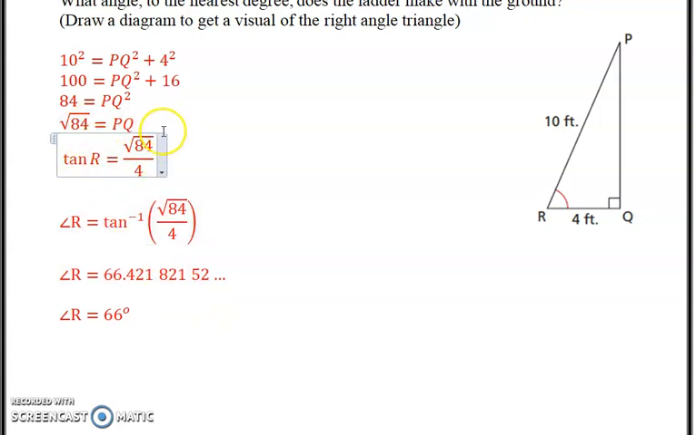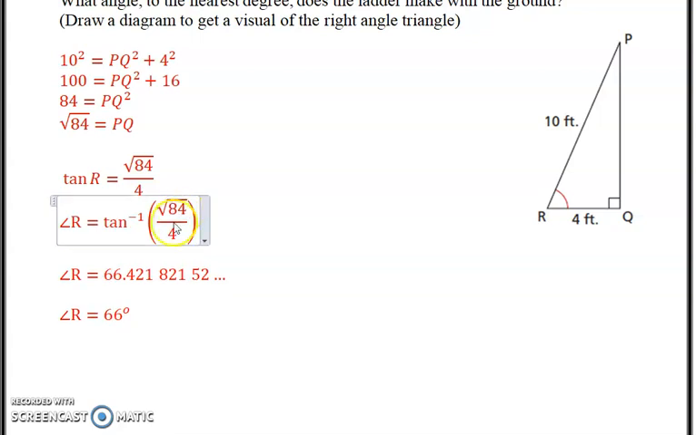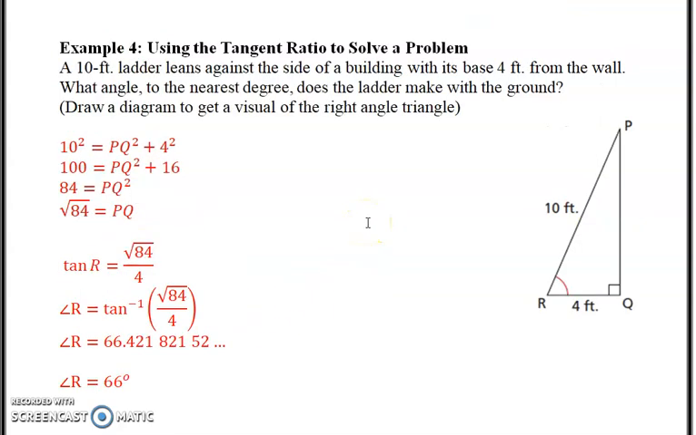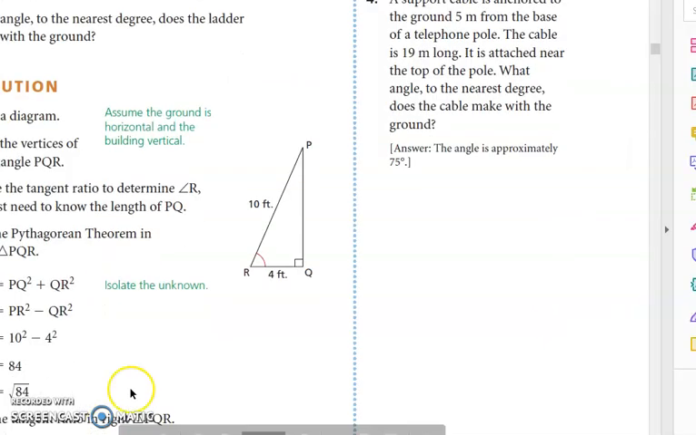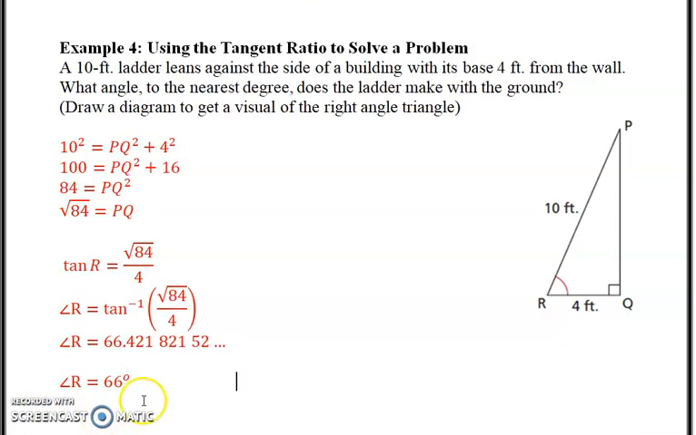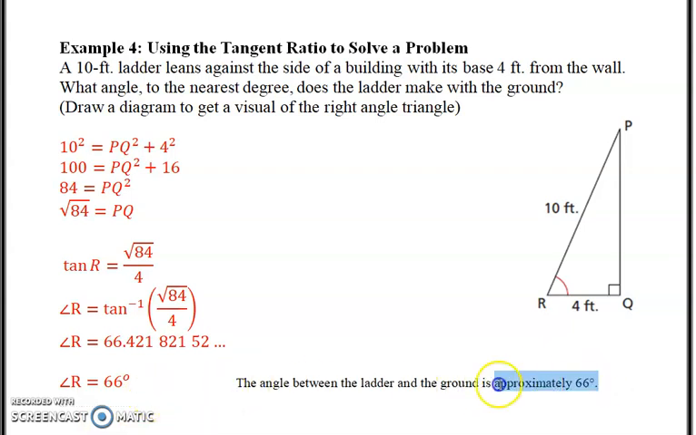Okay. 66 degrees. So, what angle does the ladder make? So we can answer with a sentence. Right. The angle between the ladder and the ground is approximately 66 degrees.